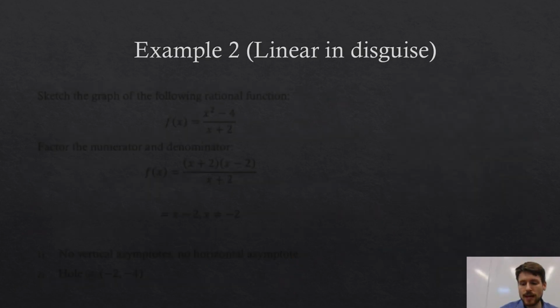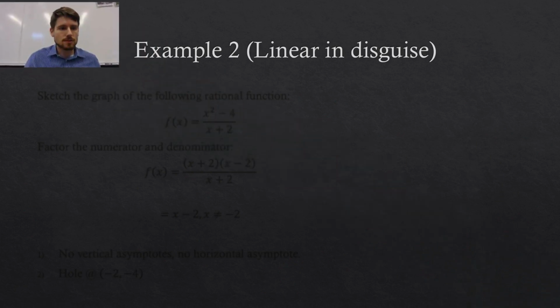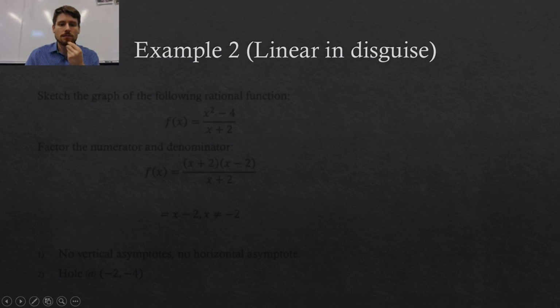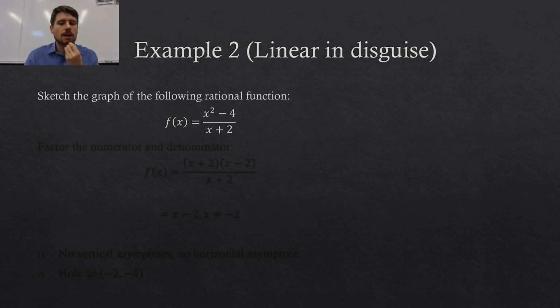Okay, this is a special kind of rational function you might have. Our function's x squared minus 4 over x plus 2. So our first step is we want to factor the numerator and the denominator. And that's generally what you want to do because you want to figure out what makes the top 0 and what makes the bottom 0, and factoring is the easiest way.